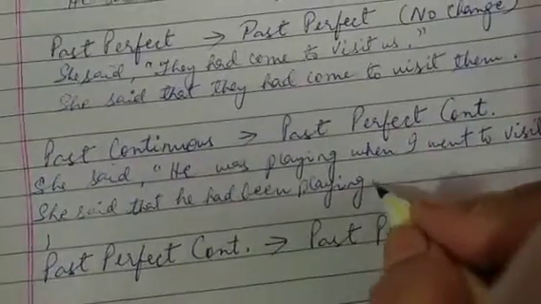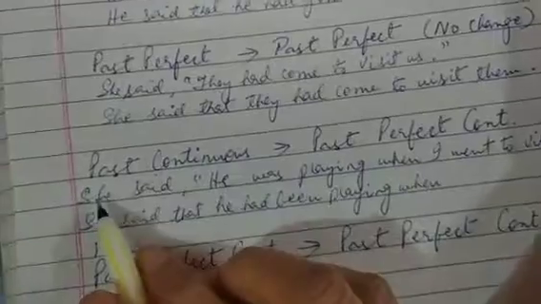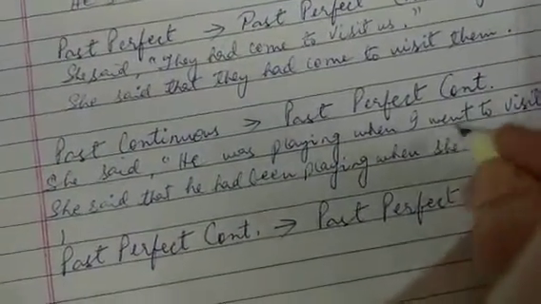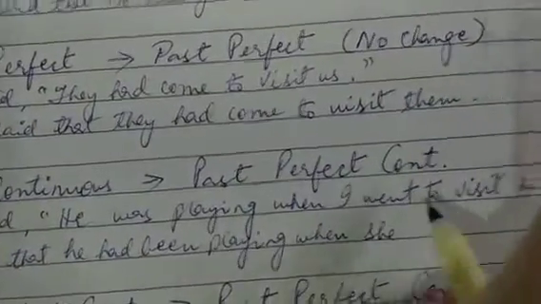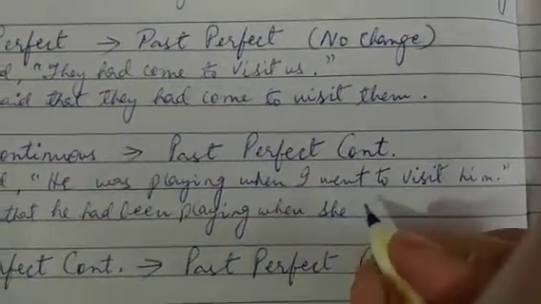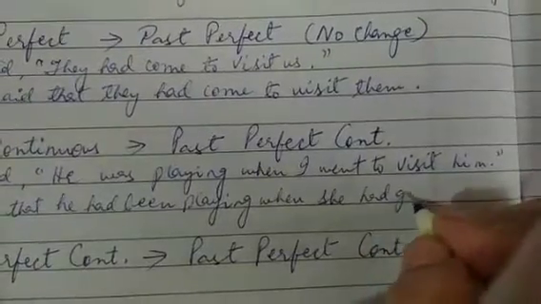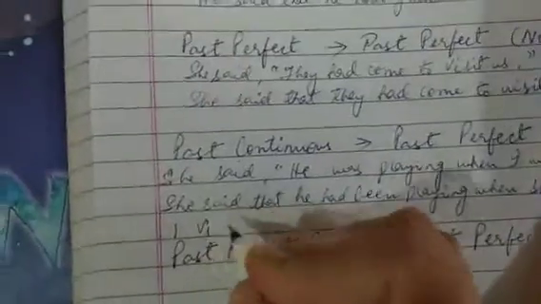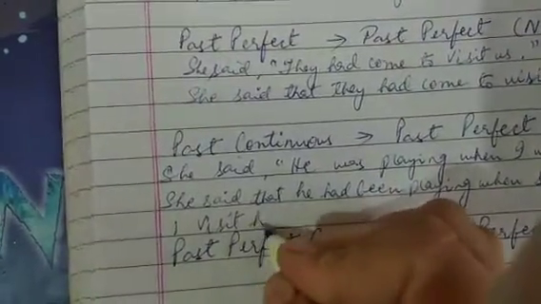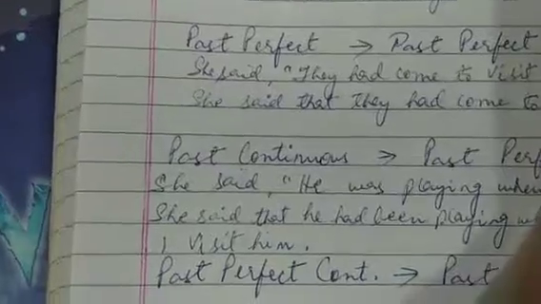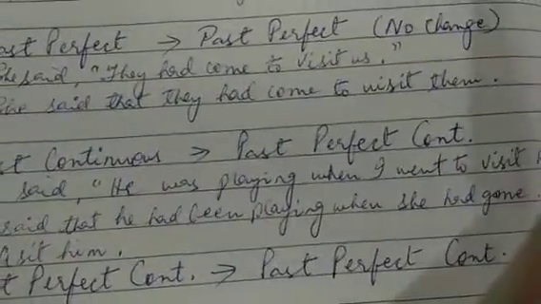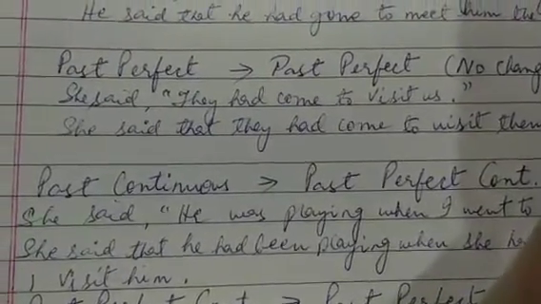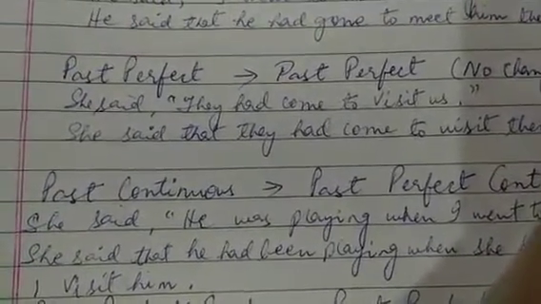Had been playing when. Now this I is she. I here means she. When she. Now went is simple past. It will change into past perfect. When she had gone to visit him. Full stop. When she had gone to visit him. So these are the changes we will make when we are changing past continuous tense into indirect speech.